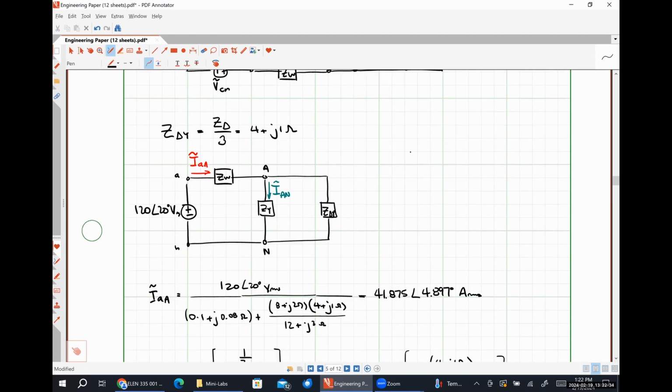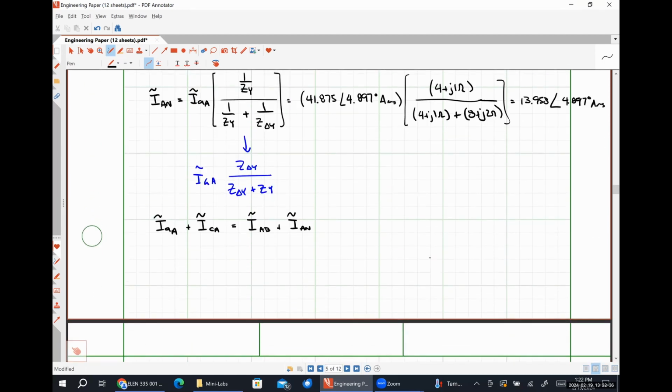Okay. So now let's talk about why. Actually, let me rearrange this and then we'll talk about why I don't actually need to know what ICA is. Okay. So I'm going to move all my known quantities to the left and my unknown quantities to the right. So that's going to look like IAA minus IAN is equal to IAB minus ICA.